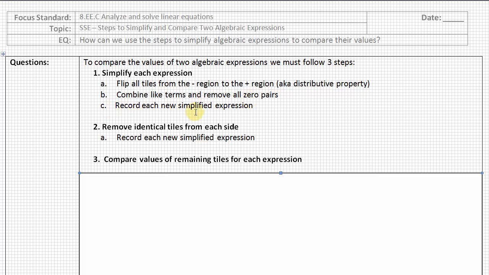And while I haven't officially written this down, we've been doing this. Each time we do one of these steps, we record each new simplified expression. That'll still be our same first step, but as we're trying to compare them, we're going to start to say, okay, what do they both have? And remove those identical tiles. So we'll look for things that they have in common that we can remove, and then the third step is anything that is remaining on each expression mat, we'll use that to compare the 2 expressions. So let's go ahead. We have one example today that we're going to go through to practice these 3 steps.